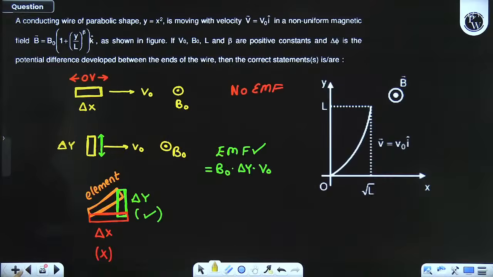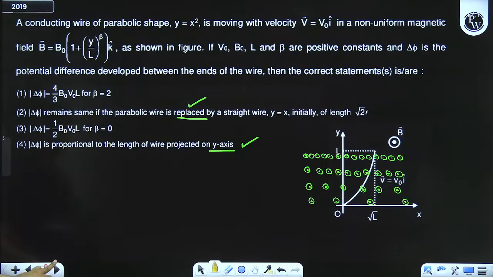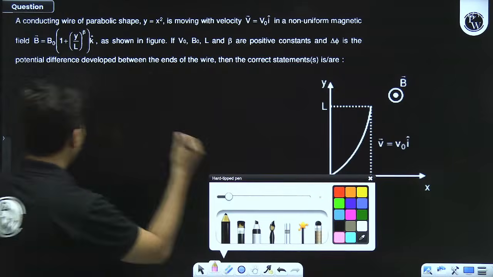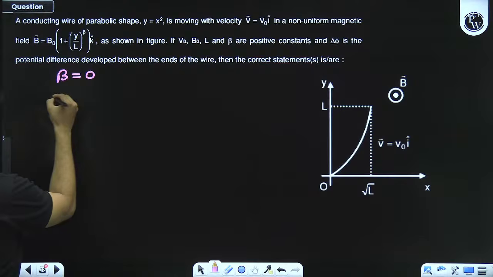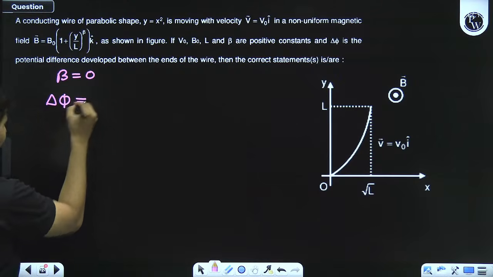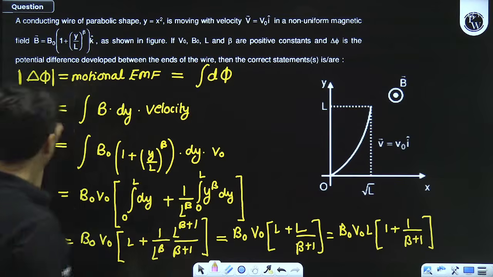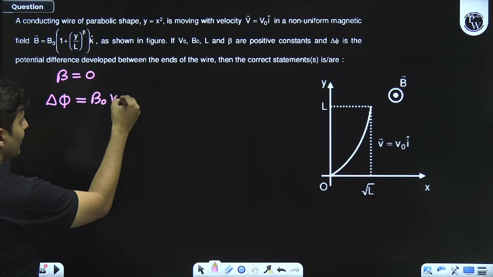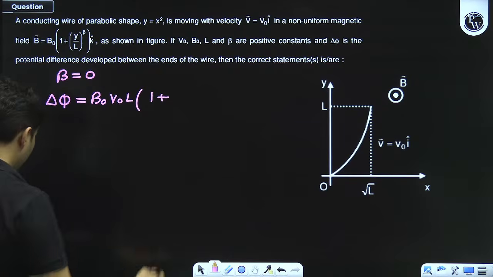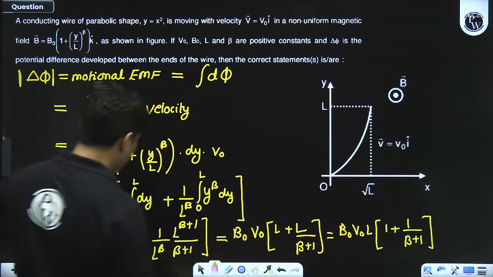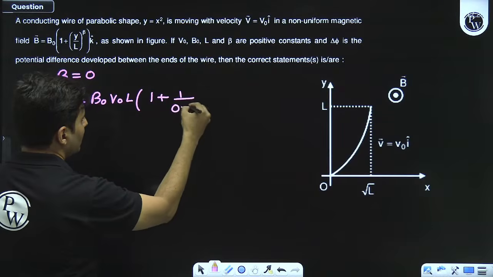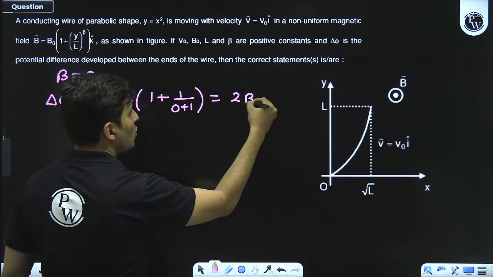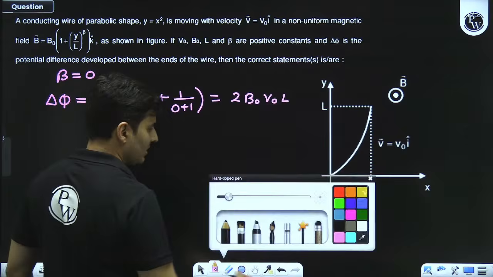But if you look at the option says beta is 0 and beta is 2. So let's just substitute those betas and see what do we exactly get. So if I put beta is equal to 0, then delta phi will be B naught V naught L, 1 plus 1 by 0 plus 1. So this is nothing but 1 plus 1 is 2, so it will be 2 B naught V naught L, that's the first thing.